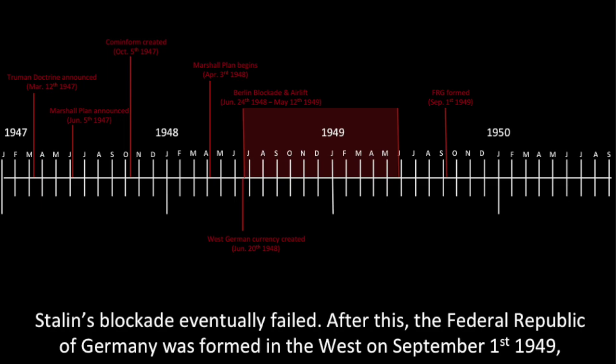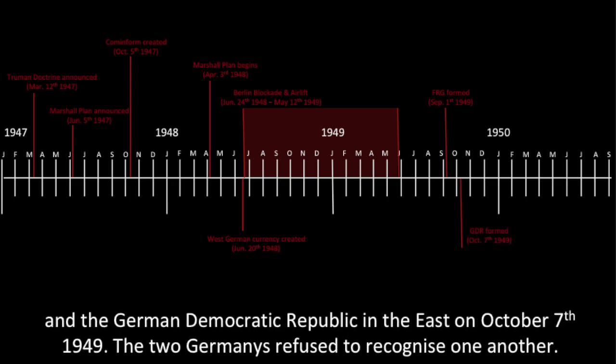After this, the Federal Republic of Germany was formed in the West on September 1st, 1949, and the German Democratic Republic in the East on October 7th, 1949. The two Germanys refused to recognise one another.